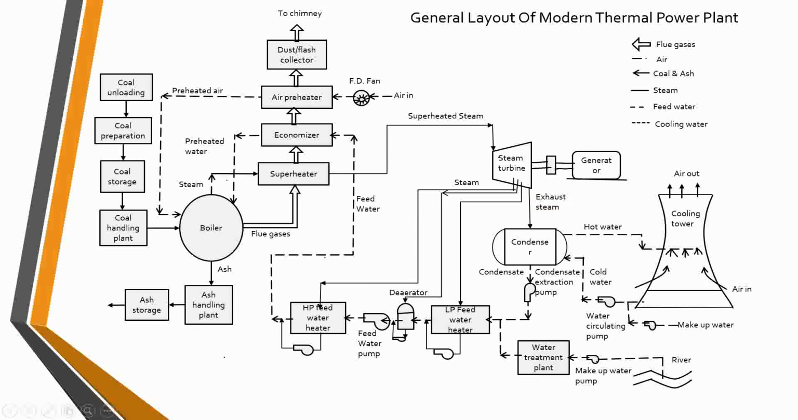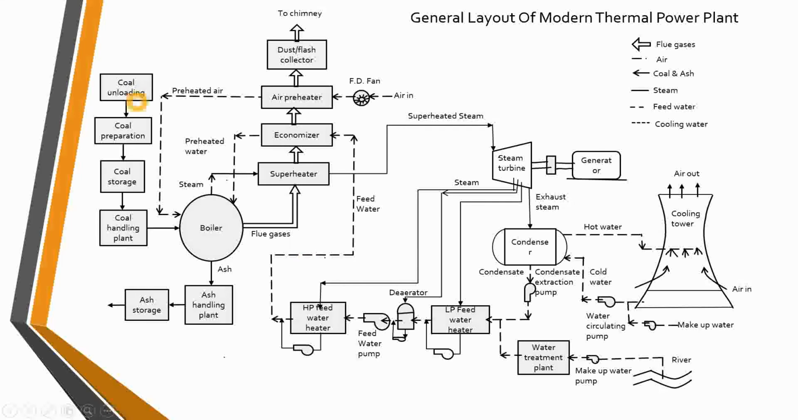This section, the boiler, superheater, steam turbine, condenser, is known as the water circuit. And the remaining: the condenser, cooling tower, water treatment plant, river, and low pressure feed water heater, deaerator, high pressure feed water heater, these are part of the cooling circuit. Okay, let's see how it works.